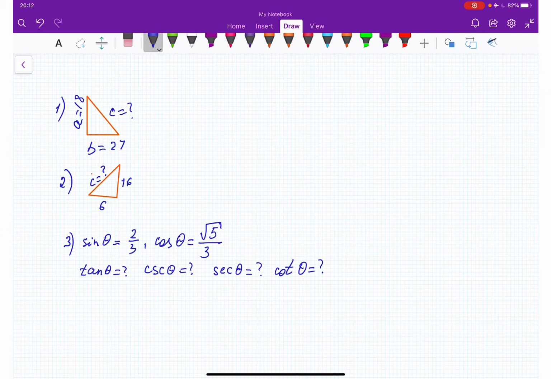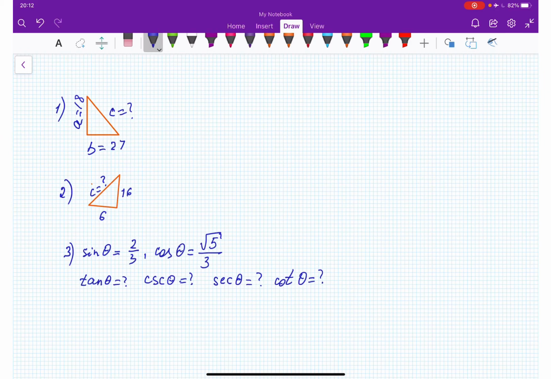Okay, question number 1. In a right triangle, the given legs are A equals 18, B equals 27. So, using the Pythagorean Theorem, find hypotenuse C.